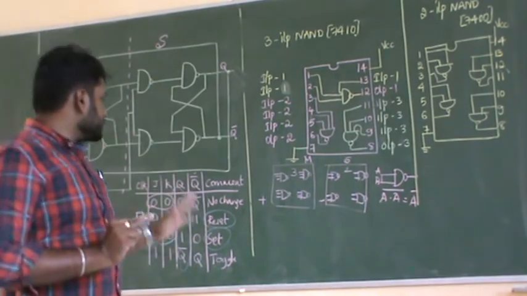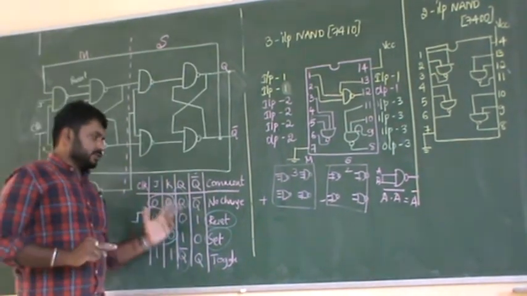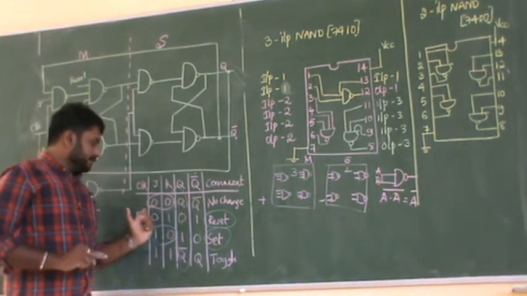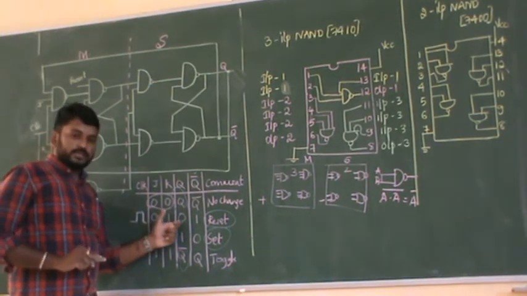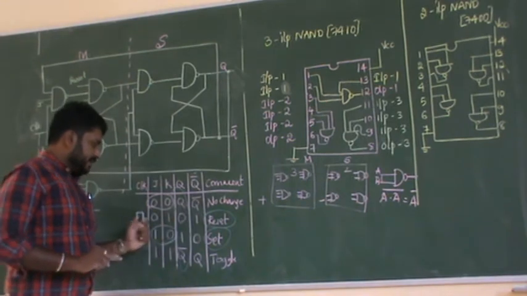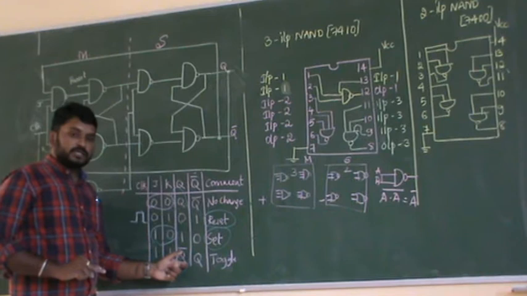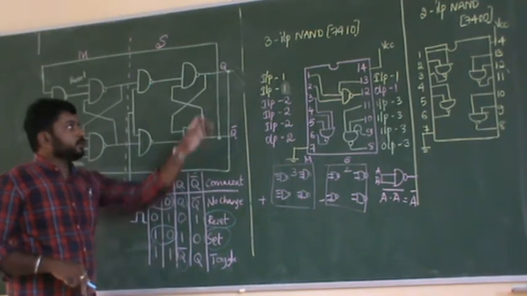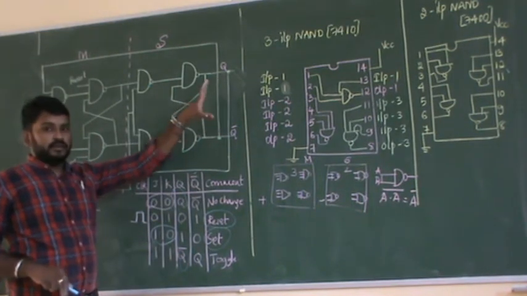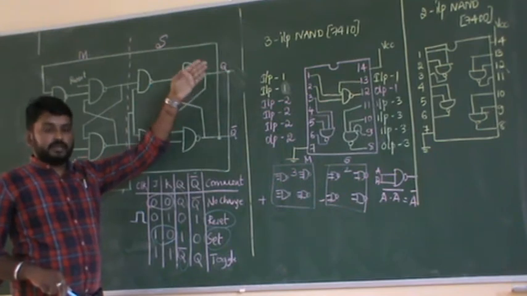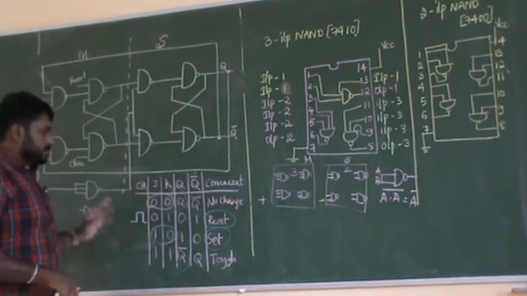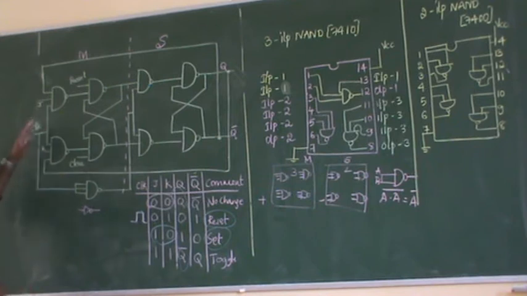So right now you just understand, if my J and K are 0, 0, my output is Q, and if my J and K are 0, 1, my output is 0, called reset. If my J and K are 1 and 0, my output is 1. If J and K are 1, 1, my output is Q bar. Here you will be getting Q bar, here you will be getting Q. Just understand this truth table.